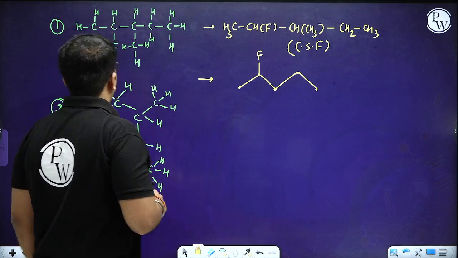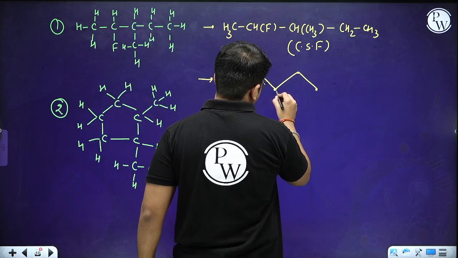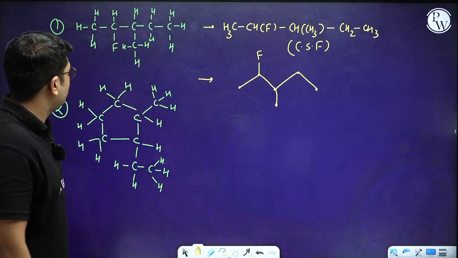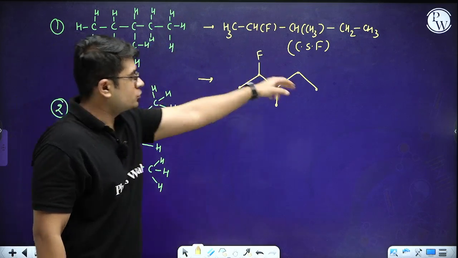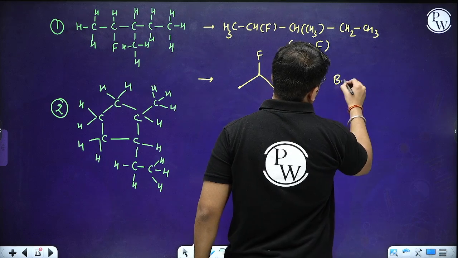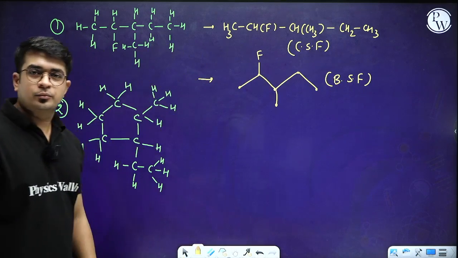Next, 1, 2, 3. On the third carbon, you can again see one CH3, so one single line shows the presence of CH3. Then CH2, CH3, as it is. So this one will be the bond line structural formula. I hope this part is clear.